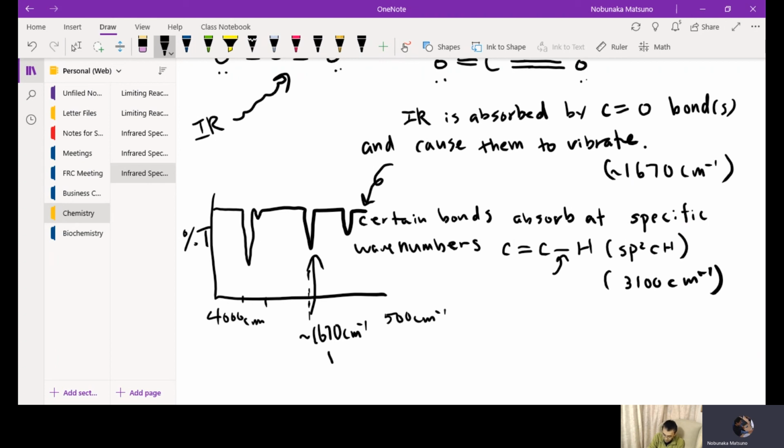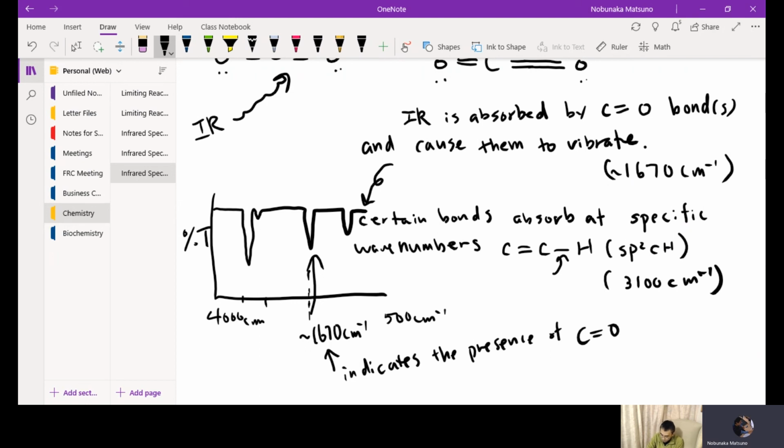So this indicates right here the presence of a C double bond O. So keep that in mind.